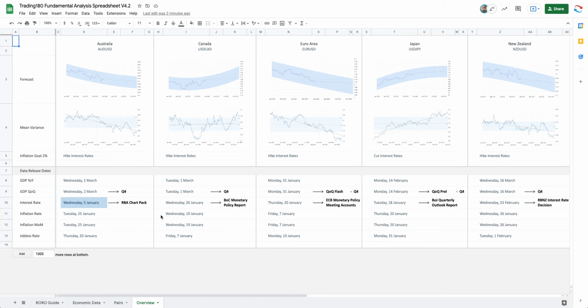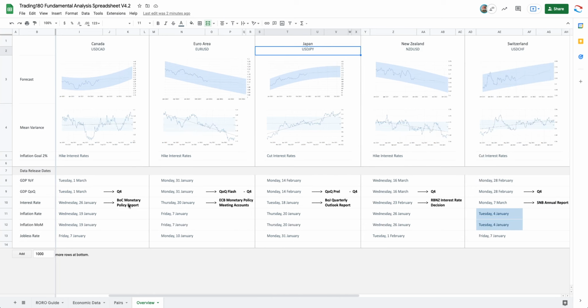Looking at the overview, last tab, just starting off on the data releases, it lets us know, for example, from the Australian dollar, Canadian dollar, Euro area, Japan, where you have the news that's potentially coming out, or the important news that we look towards, and things that we must be aware of in the week. So the ones that are highlighted in blue, for example, the interest rate RBA chart pack, this blue color highlights the fact that it's coming.